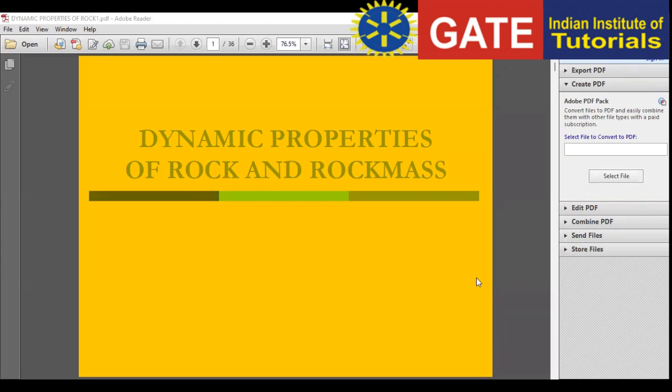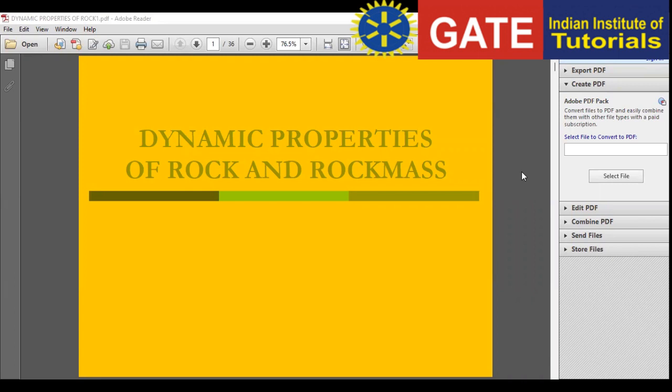So already we have covered this ground vibration: what are the factors which affect the ground vibration and how to find out the peak particle velocity. That all we have discussed in blasting, in the development topic. Again we are covering it here because ground vibration is in our syllabus, that's why.